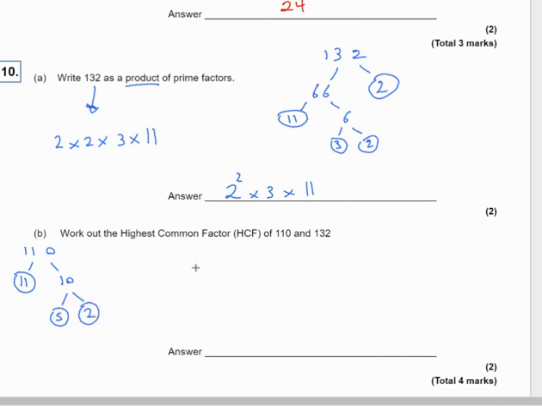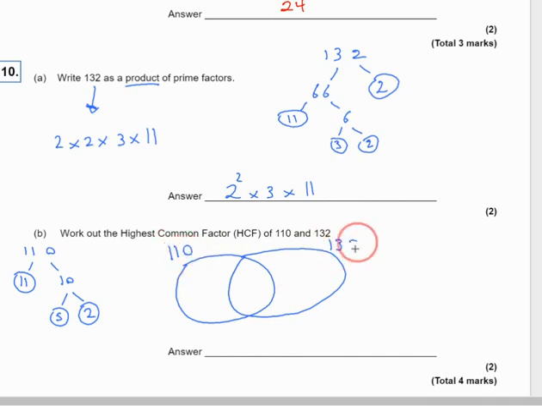There are many, many ways you can go about doing this. I'm just going to do it using the Venn diagram way because that's the way that I've seen a lot of students do it, so they seem to like that. I'm not going to fix what is not broken. So we've got a little circle there, and we've got another little circle there, and then that gives us 110 and 132.